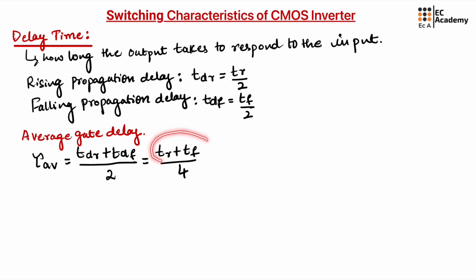Now from this we can understand that if rise time and fall time are small, the average gate delay will be less, and if rise time and fall time increases, the average gate delay will also increase. Therefore, balanced transistor sizing is important. So this is about switching characteristics of CMOS inverter.